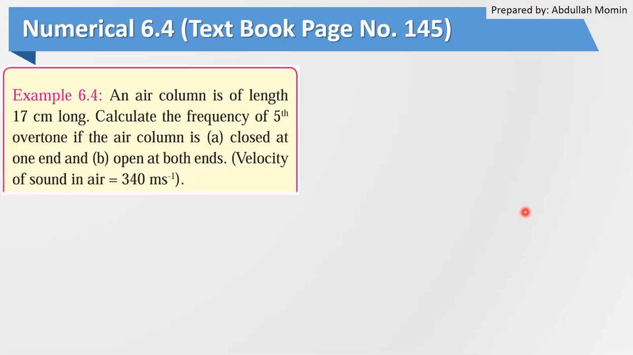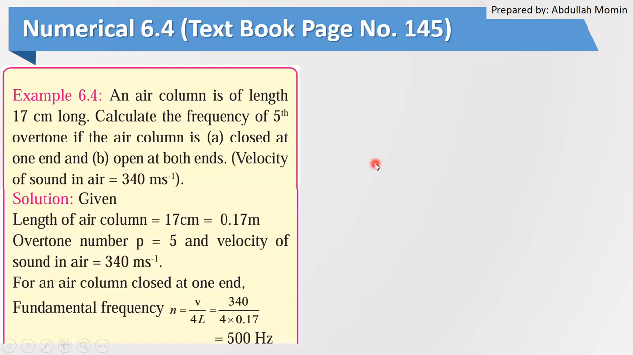So what is the numerical? Example 6.4: an air column is 17 centimeter long. Calculate the frequency of fifth overtone if the air column is A, closed at one end, and B, open at both ends, and the velocity of sound in air is given, which is 340 meter per second. So we are supposed to find out the frequency of fifth overtone.